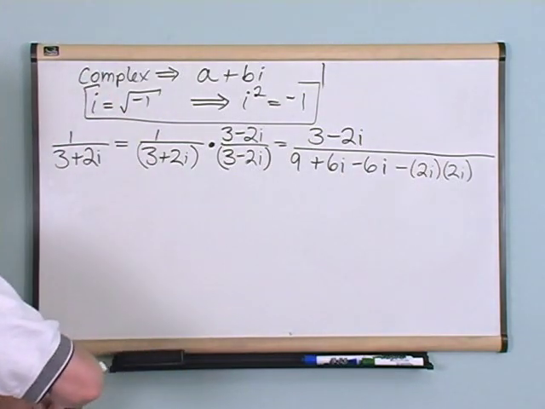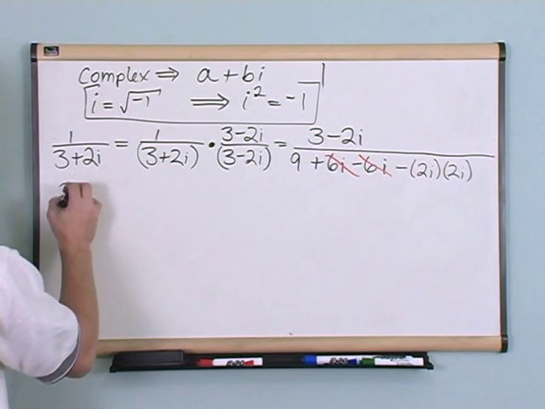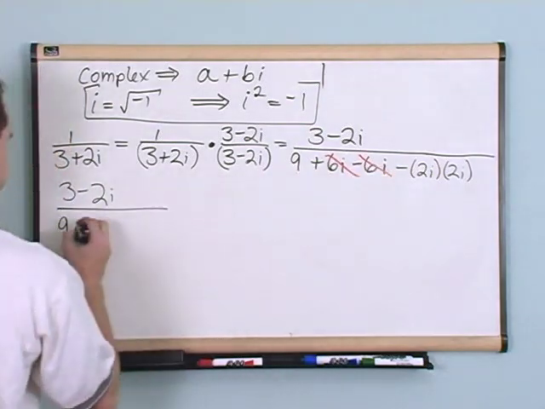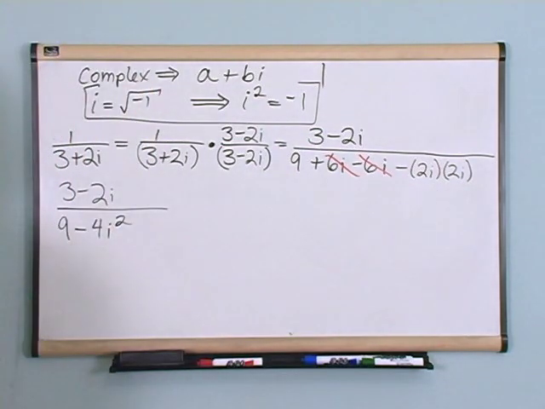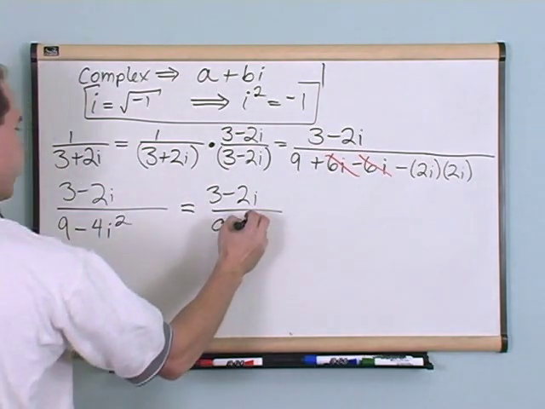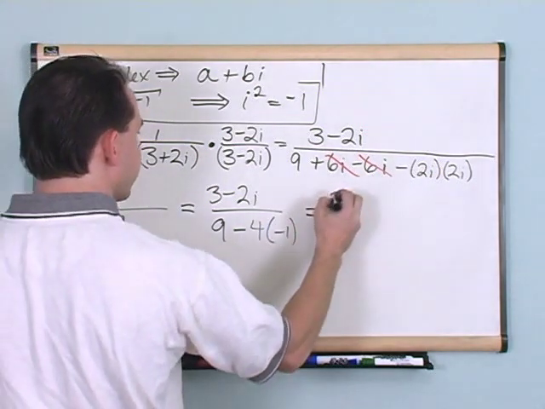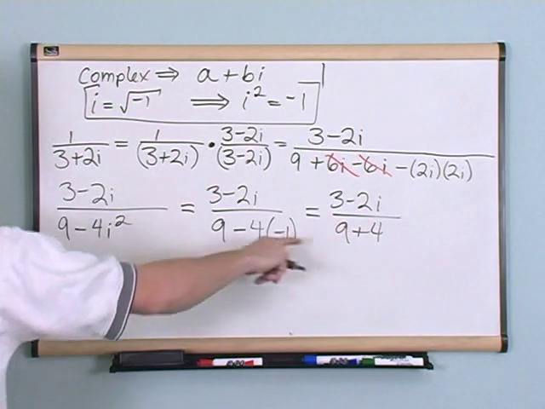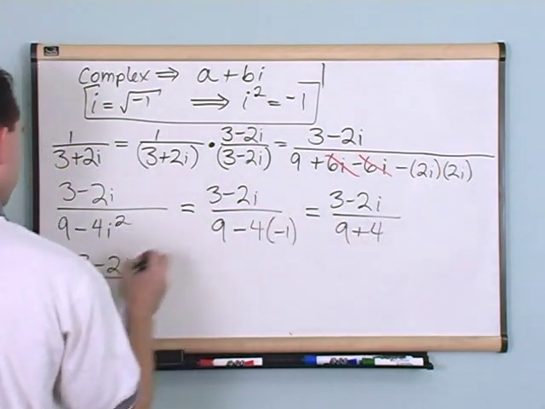First thing you should notice is this 6i cancels with this negative 6i. They disappear. So what you're left with over here is 3 minus 2i over 9. Then you've got a minus. 2 times 2 is 4. i times i is i squared. Equals 3 minus 2i over 9 minus 4 i squared. I squared is negative 1. So what you're going to have here is 3 minus 2i over 9 plus 4, because negative times negative gives you a positive 4. And then finally, you're going to have 3 minus 2i over 9 plus 4, which is 13.